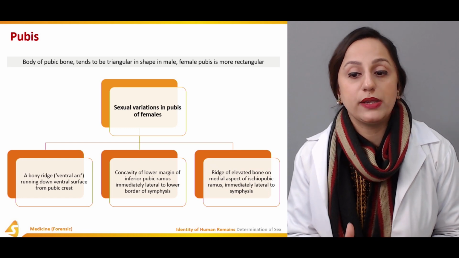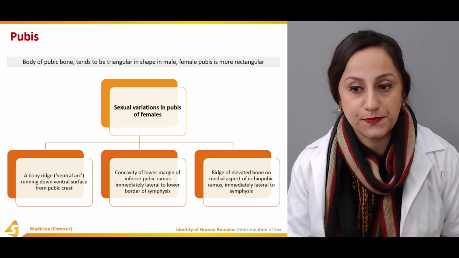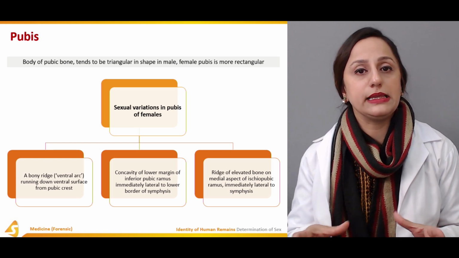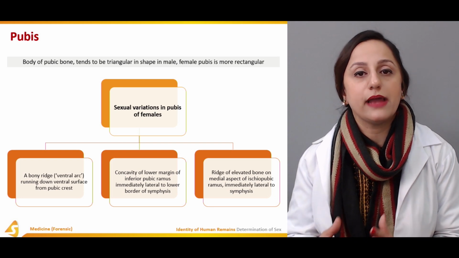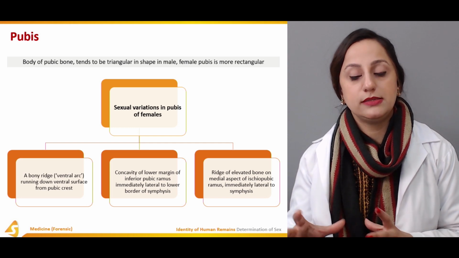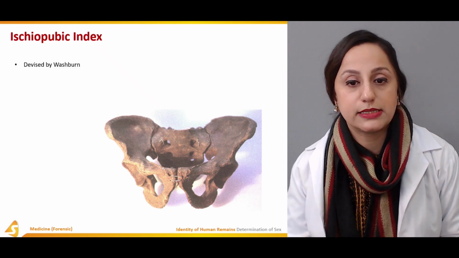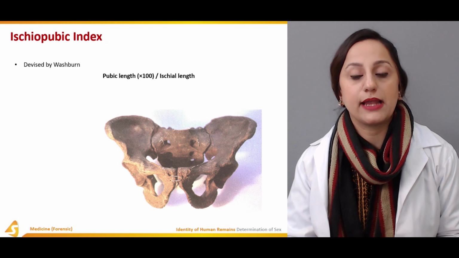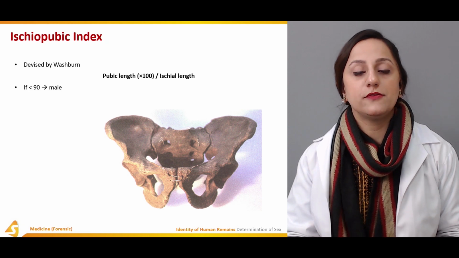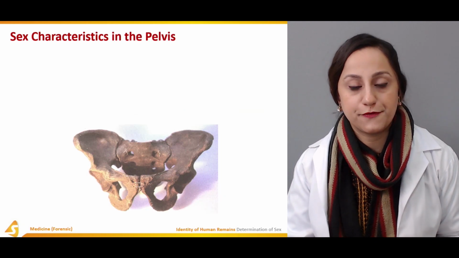Then there are ridges of elevated bone on the medial aspects of the ischiopubic ramus immediately lateral to the symphysis. So there can be ridges in some cases. All of these are post-pubertal changes that occur in the bodies of females, and we're not talking about pre-pubertal changes. So that has to be kept in mind. Now the ischiopubic index, devised by Washburn, is calculated by the pubic length divided by the ischial length. In males it is less than 90, and in females it is more than 95.